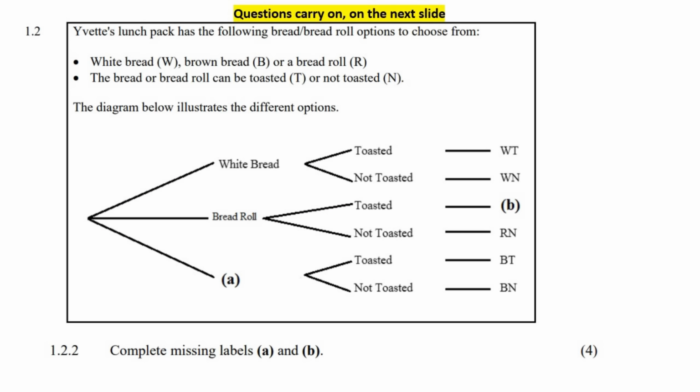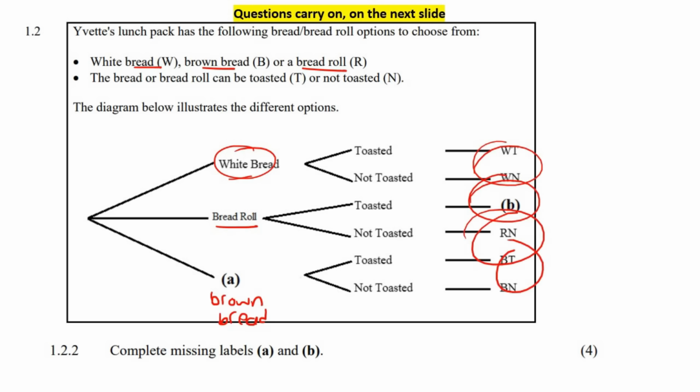This question says, complete the missing labels. Well, they tell us here that you can get white bread. They said you can get white bread, brown bread, or a bread roll. So here's white bread. Here's the bread roll. So this must be brown bread. Okay, now the way that these things work over here, let me explain.